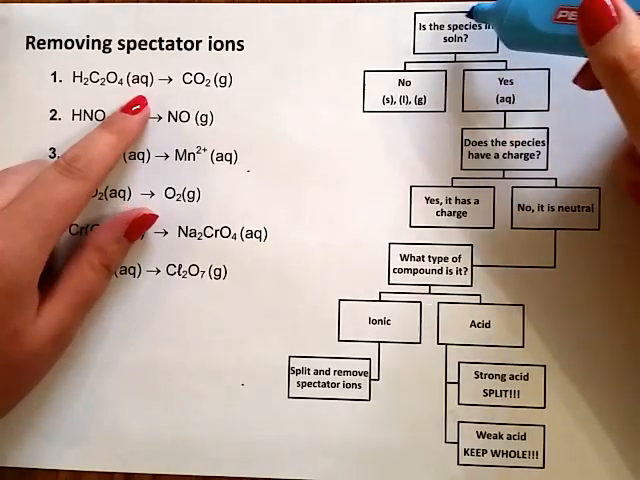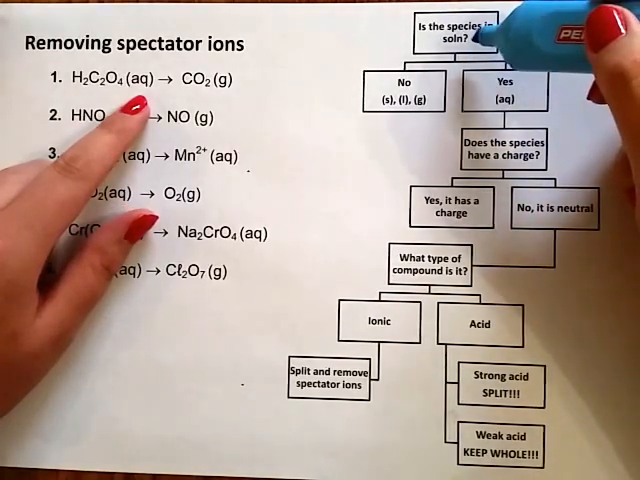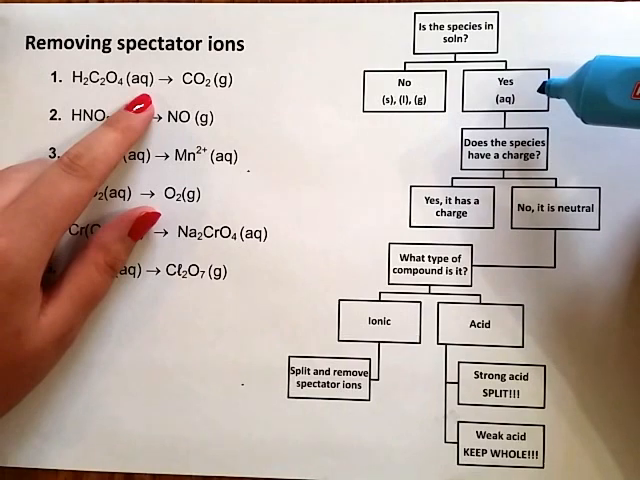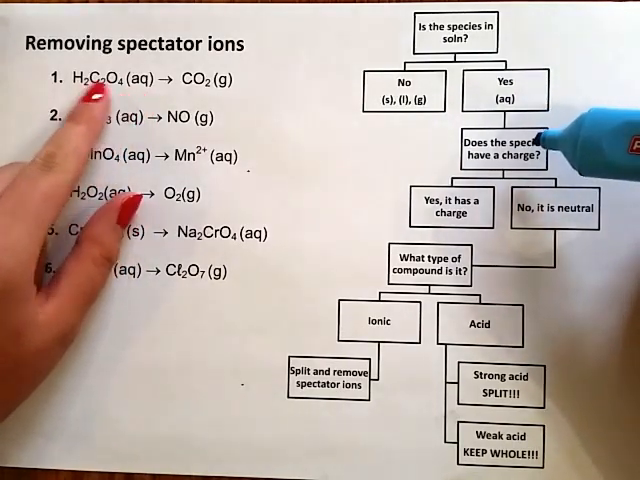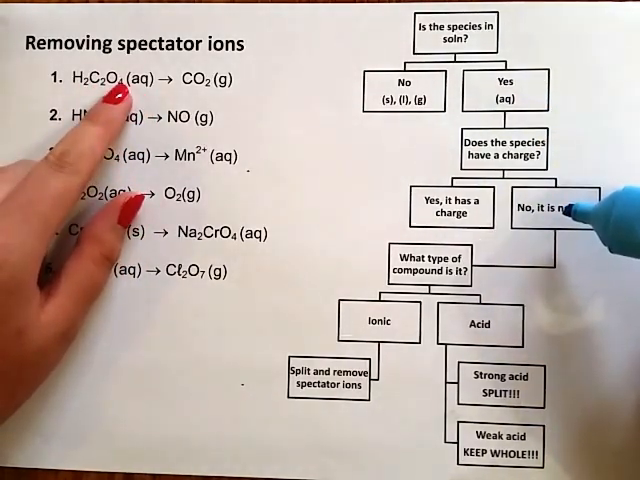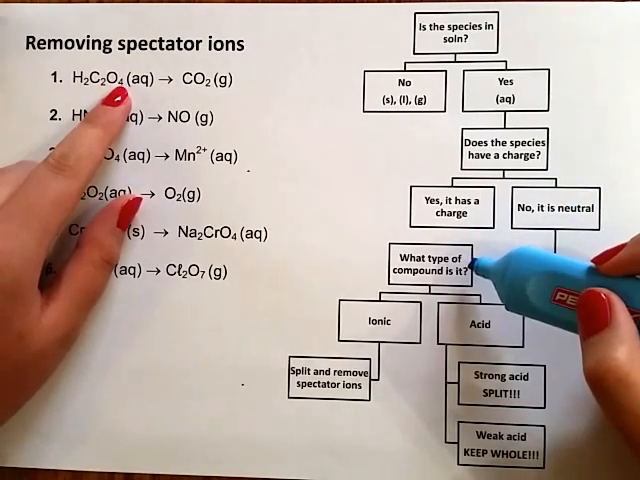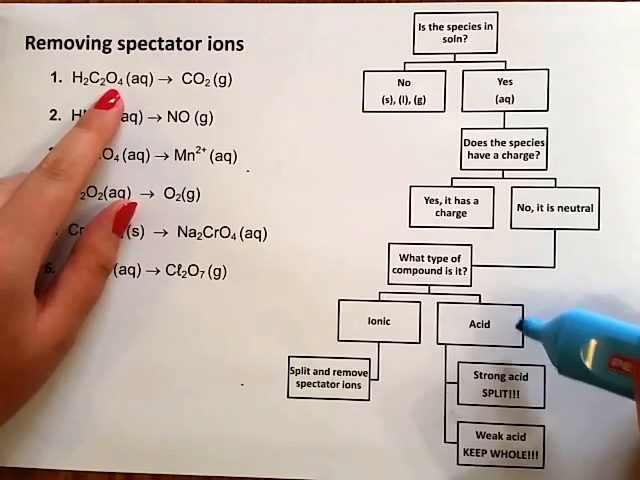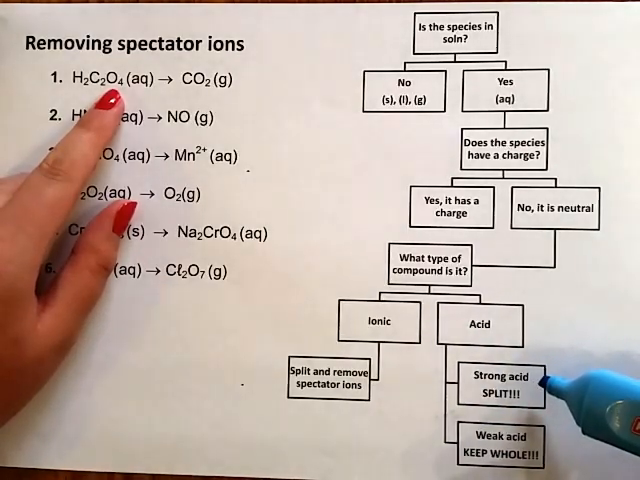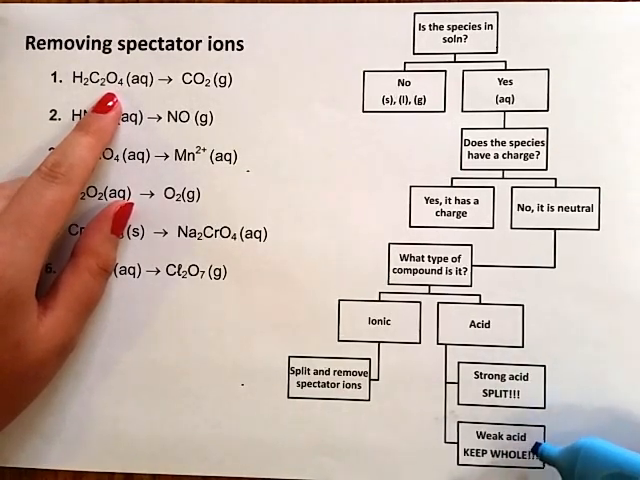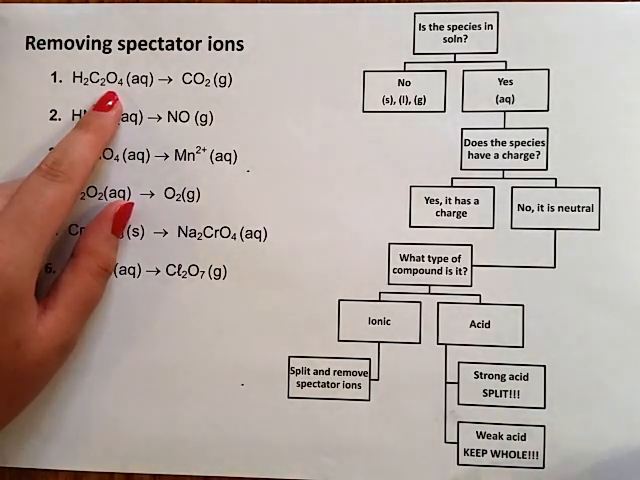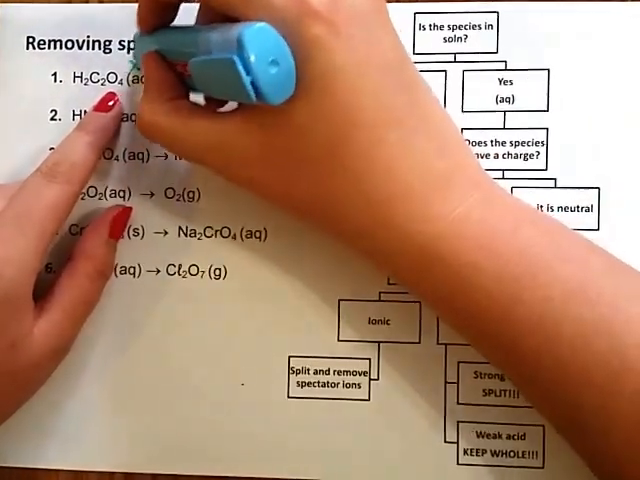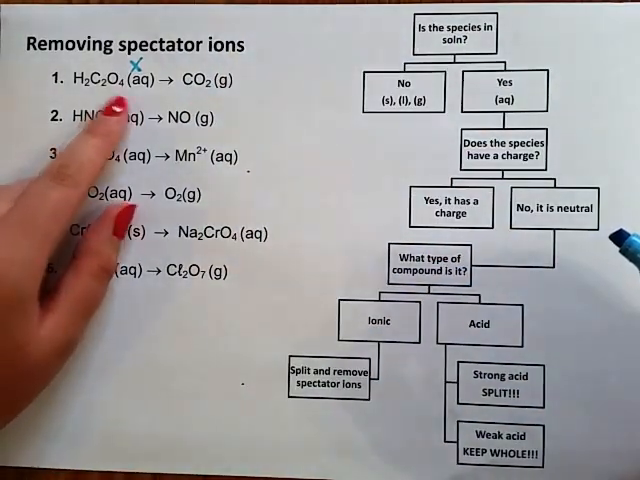And the first question is: is the species in solution? So here the answer is yes. Does the species have a charge? No, it doesn't. What type of compound is it? This is an acid. Okay. Is it one of the strong acids that you know? Remember, there are only 7 strong acids. No, it isn't. Therefore, it's a weak acid. We do not remove the hydrogens from a weak acid. So I'm going to put a cross above the first species.